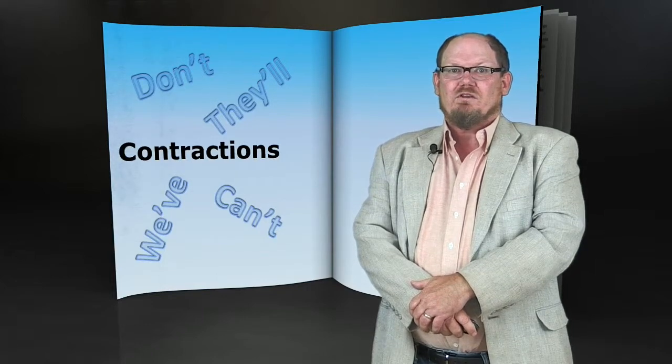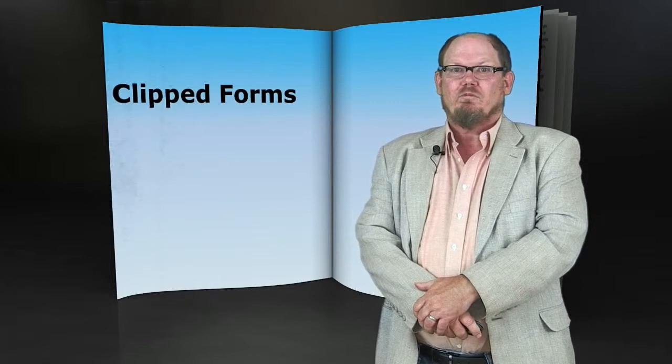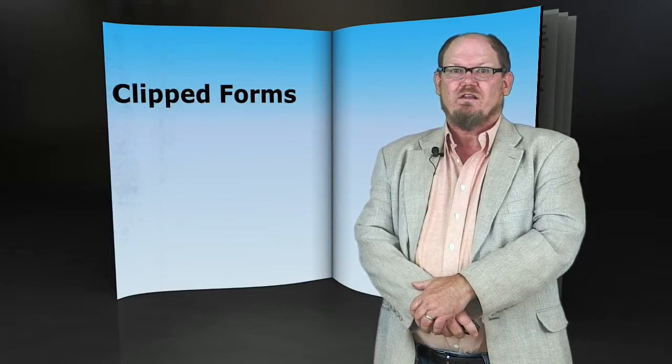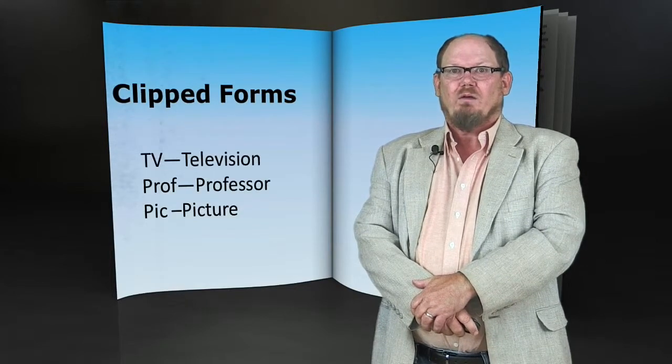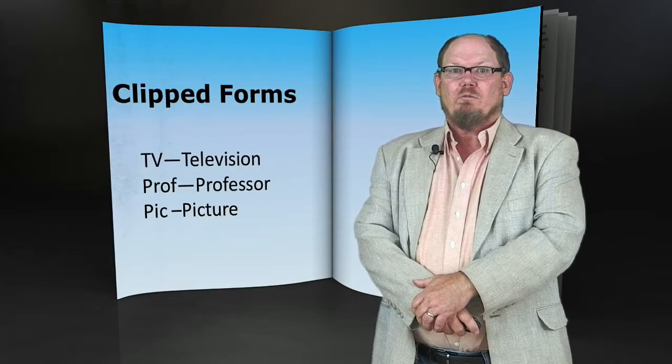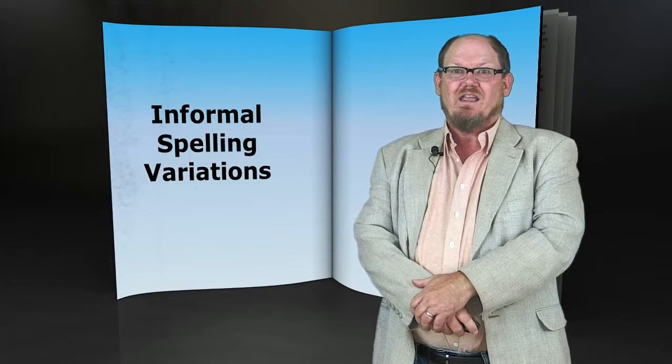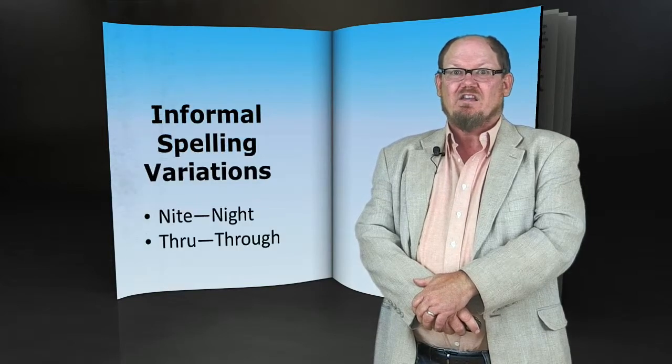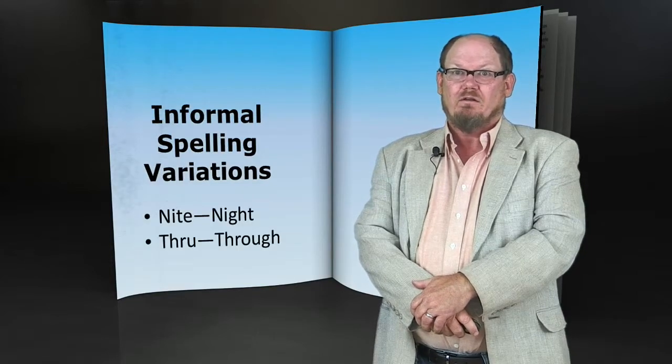Another example of shortening that should be avoided is clipped forms of words such as TV for television, prof for professor, and pic for picture. This also goes for informal spelling variations such as NITE for night, THRU for through, and so on. And for you NASCAR fans, do not clip off the G when writing the word racing.